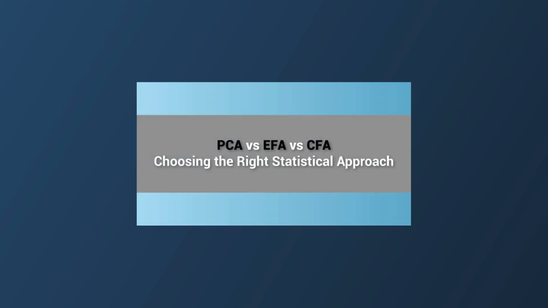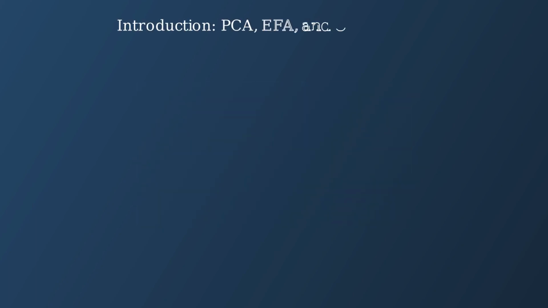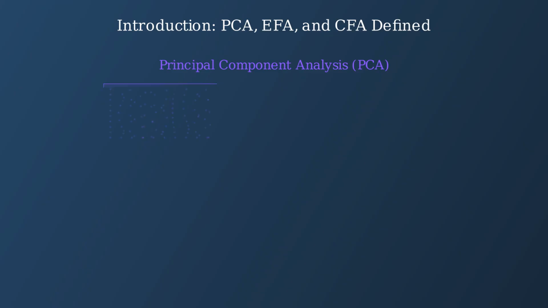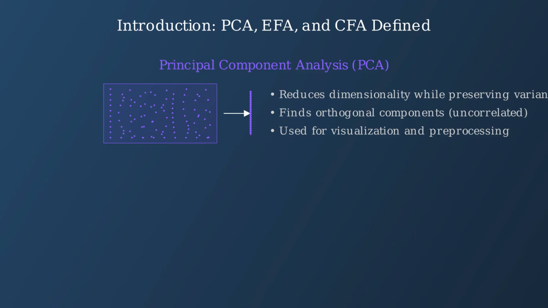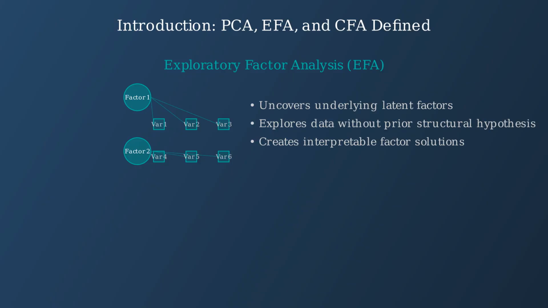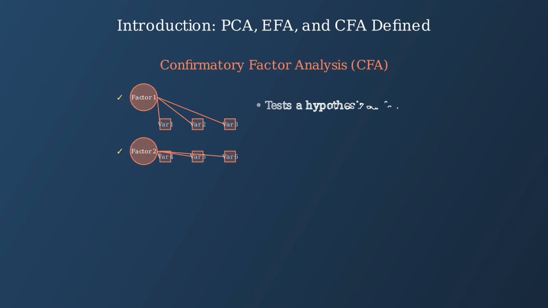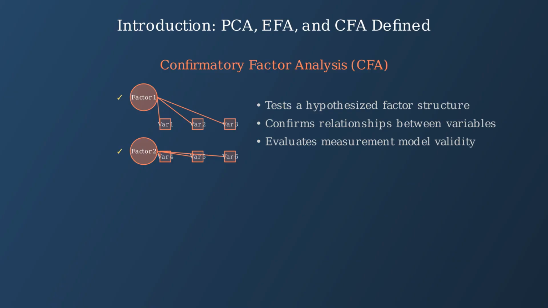Welcome to our exploration of three fundamental statistical techniques: principal component analysis, exploratory factor analysis, and confirmatory factor analysis. Principal component analysis, or PCA, is a dimensionality reduction technique that finds orthogonal components capturing maximum variance in the data. Exploratory factor analysis, or EFA, aims to uncover underlying latent factors that explain observed variables without prior structural assumptions. Confirmatory factor analysis, or CFA, tests a hypothesized factor structure, allowing researchers to validate measurement models based on theory.